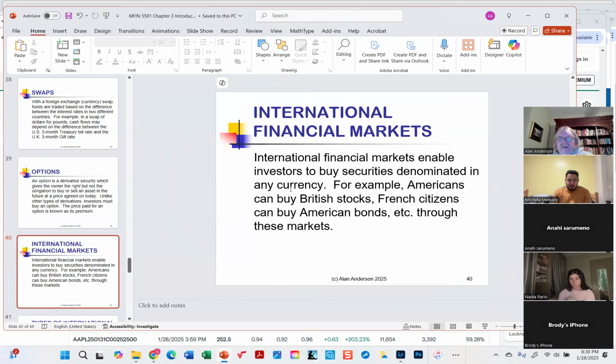So why would I do this? Well, I might just think that British stocks are going to have a good year. Maybe it's worth the risk to buy them. Or maybe the French think that it's a time to buy American stocks. Or sometimes you're just keeping your money in a country that has higher interest rates. So this is a huge, huge market where you can buy and sell securities that are based on other currencies. They behave very similar to the domestic versions of these markets, but again, they all expose us to foreign exchange risk.